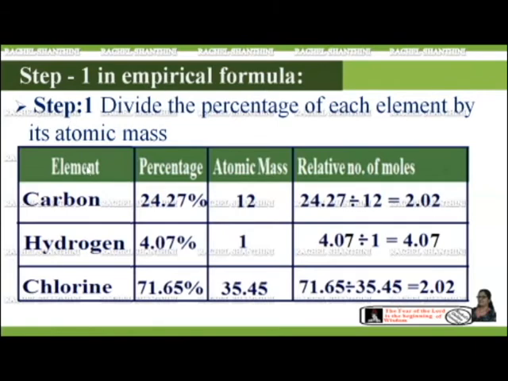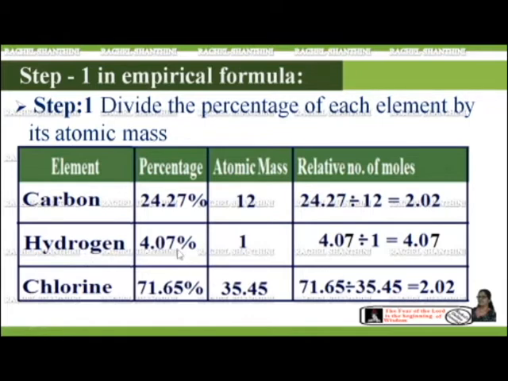The elements present in this compound are carbon, hydrogen, and chlorine, and they have given the mass percentage of each element. For carbon, they have given 24.27 percentage. That means it has 24.27 parts of carbon in 100 parts of the compound, and the atomic mass of carbon is 12. So to find for one part, we have to divide the mass percentage by its atomic mass. So 24.27 divided by 12, which gives 2.02 for carbon. In the same way, we have to do the calculations for hydrogen and chlorine.